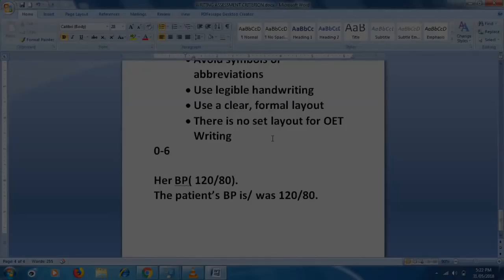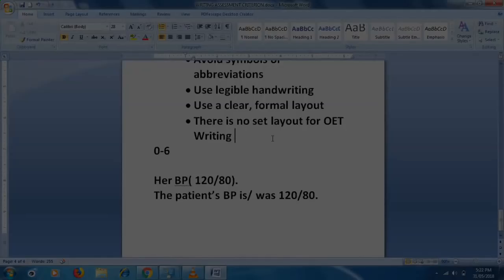So the explanation for this from the OET Center is that they acknowledge the fact that medical letters are written differently in different parts of the world. So they allow flexibility in this. As long as it's presentable and it looks like a formal letter, different layouts are allowed.